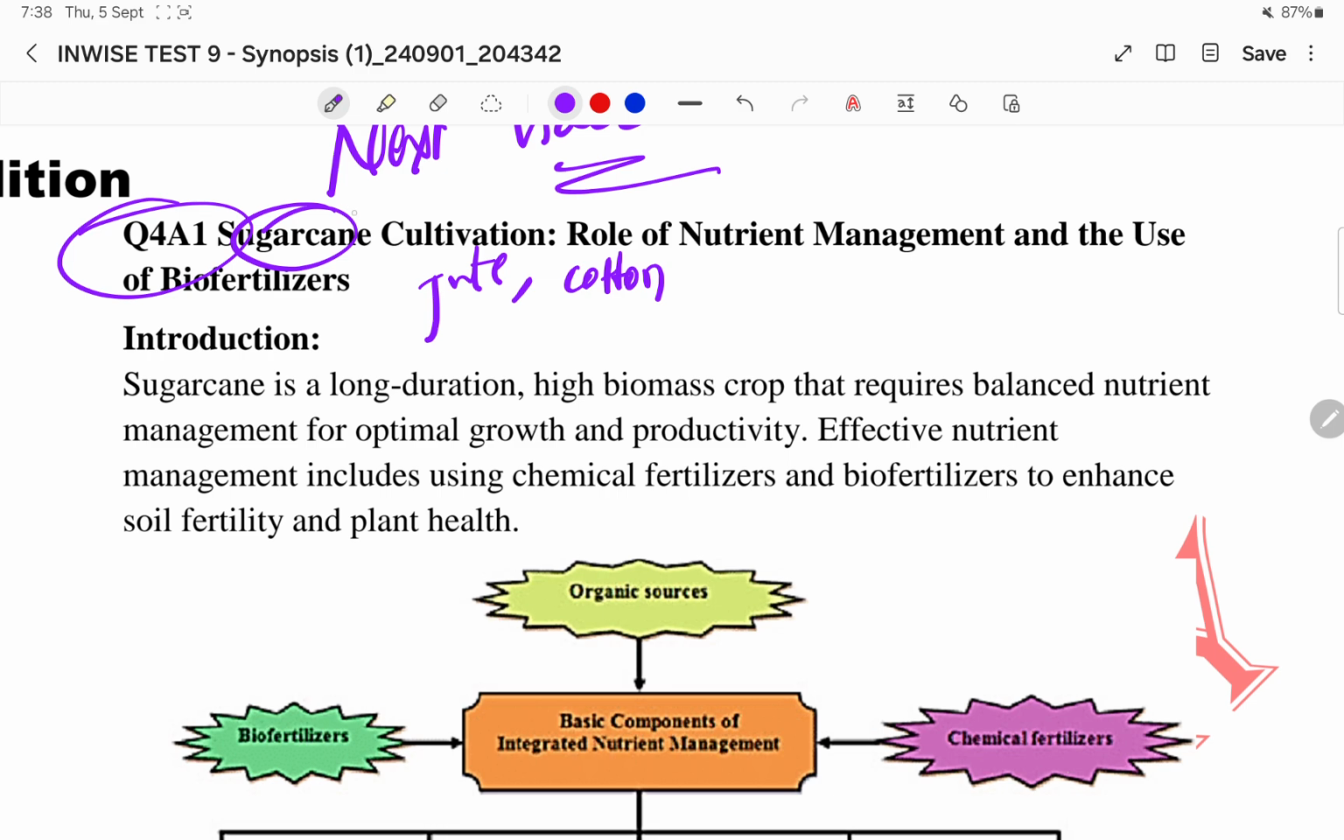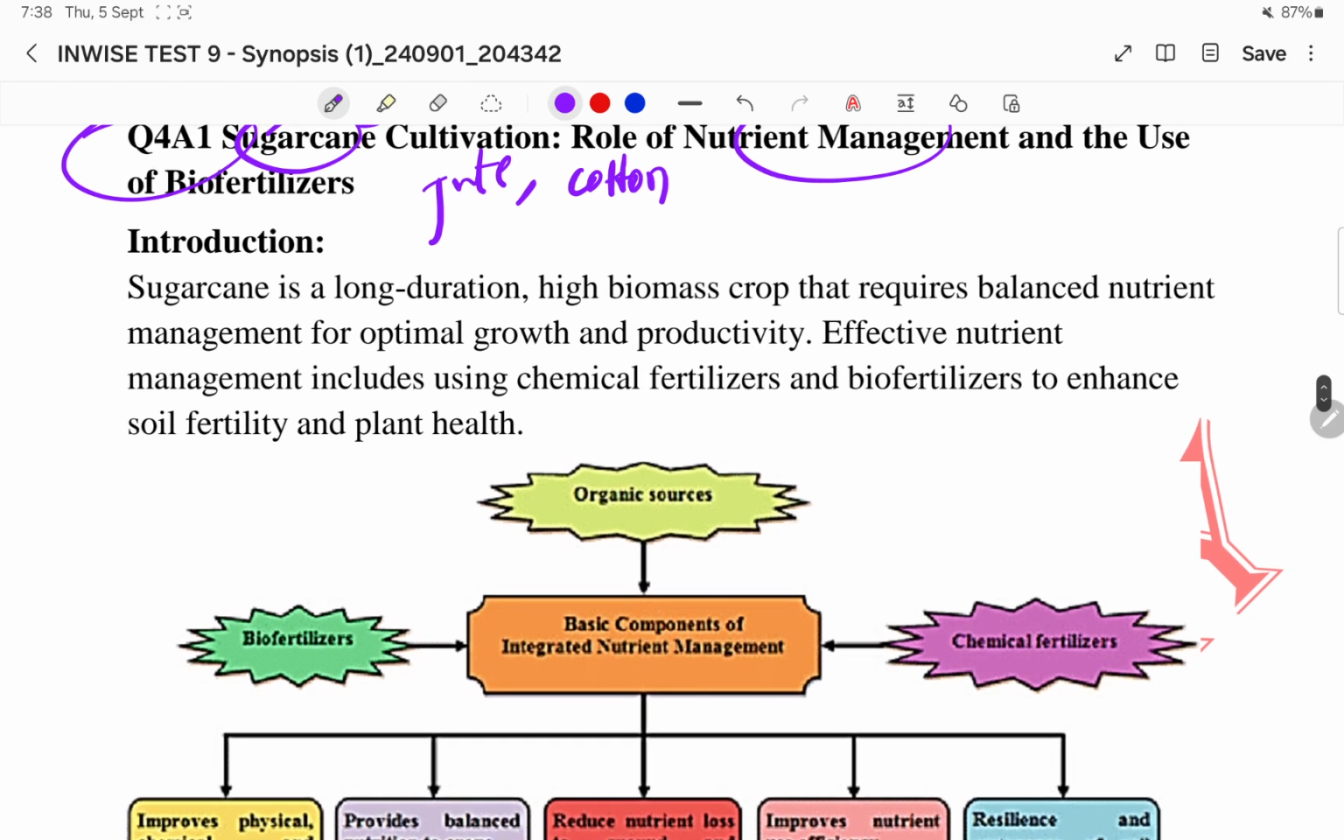So here we are given sugarcane cultivation: nutrient management and use of biofertilizers. See, a simple definition: sugarcane is a long duration, high biomass crop that requires balanced nutrient management for optimal growth and productivity.